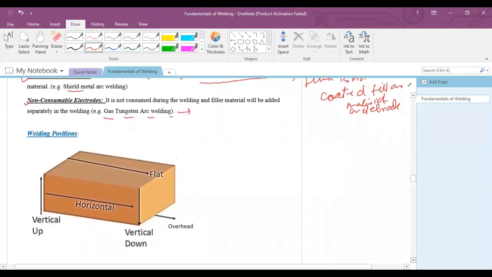We have some different types of welding positions. This is a rectangular workpiece.